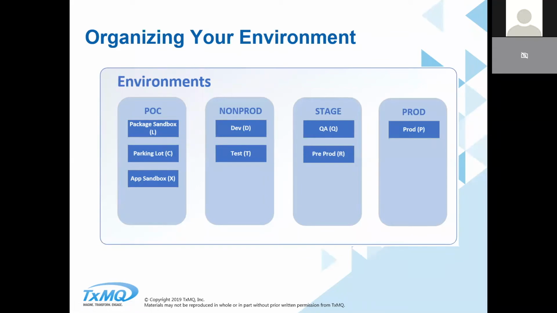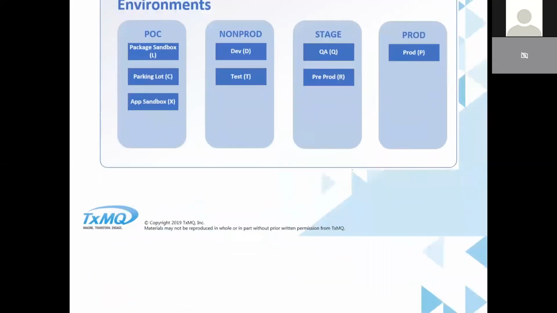It doesn't matter if you're a large organization with 1,000 or 2,000 queue managers that you're working with, or a small organization with only 5 or 6 queue managers. By working out a strategy like this on what you consider your non-prod, your stage environments, and your prod environments, it will definitely help you with the promotion of your MQ objects.